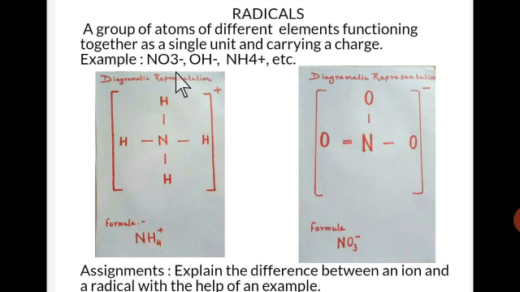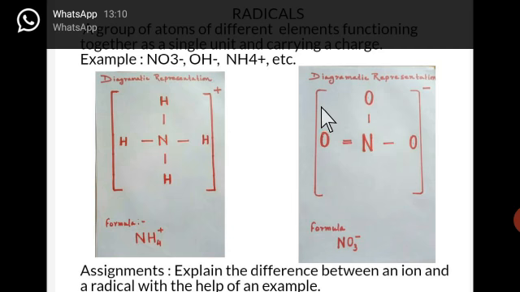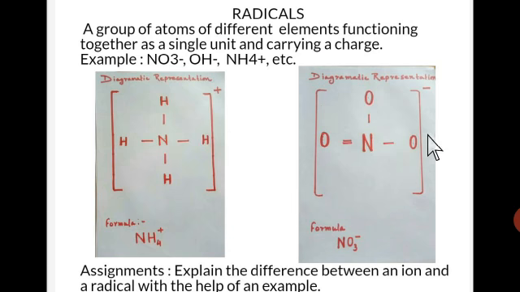For example, NO3 minus. You see how it is represented: the N atom here, and it carries 3 oxygen atoms. So NO3 and the charge is minus, so it will be written here. This is the diagrammatic representation, but you need not learn this now. In the next class, in the higher classes, you will learn this, but so that you can get an idea, I have shown the diagrammatic representation here.